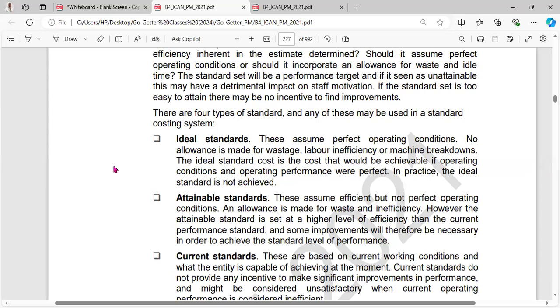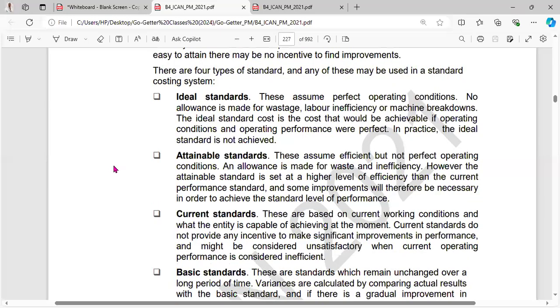Now, attainable standards, we assume that they are efficient, yes, but they are not perfect. That means you will have an allowance for waste. That's why sometimes we call it normal waste, not abnormal, normal waste. It's just like saying you want to make clothes and you buy some materials. You will not use every material to make clothes. There must be some waste. So you want to make a product, you allow for a normal waste.